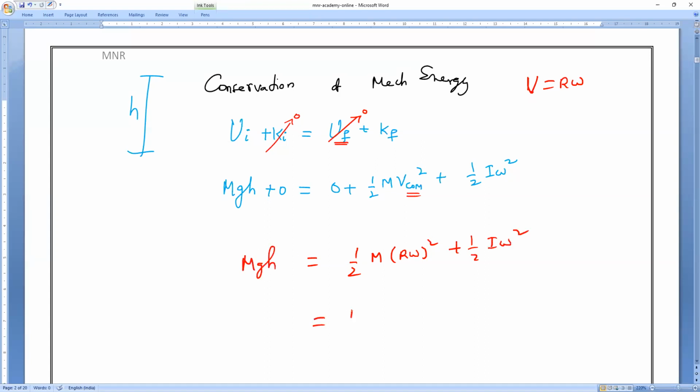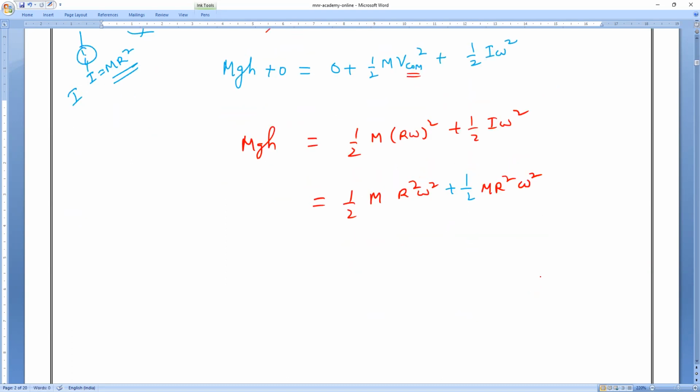Now you can see this will turn into half into m R square omega square, plus half I omega square. What is the I of the ring? What is the I value of a ring, with respect to perpendicular to the screen, the z axis? What is the I value of a ring, guys? It is m r square. So m r square into omega square.